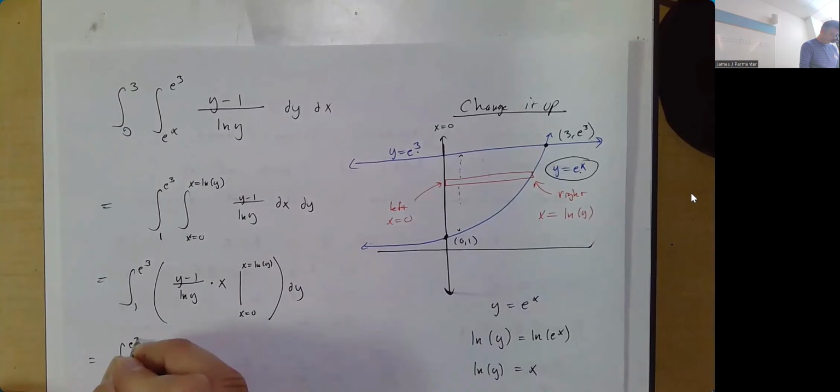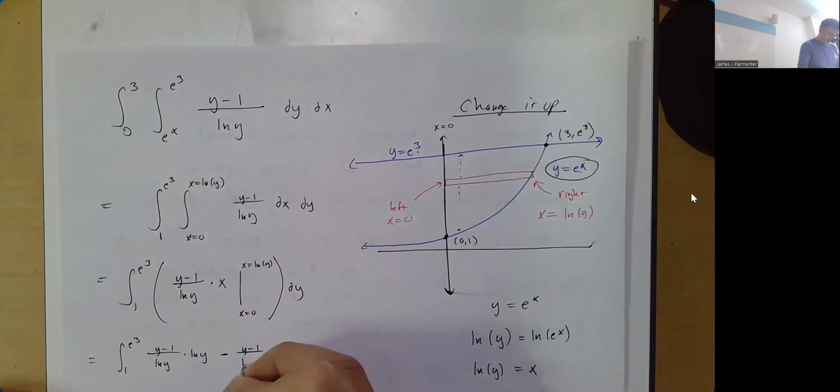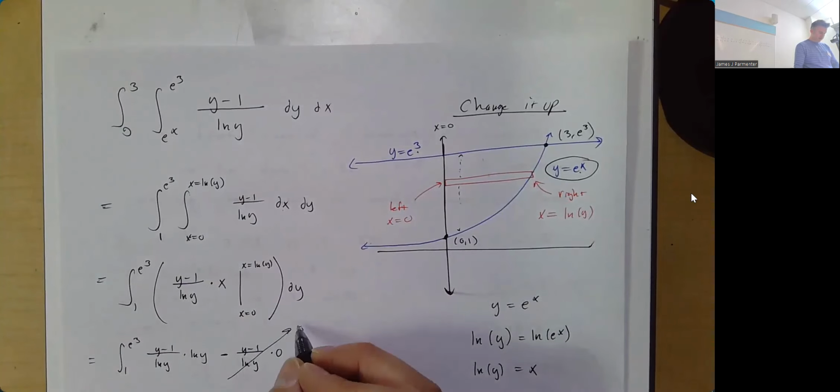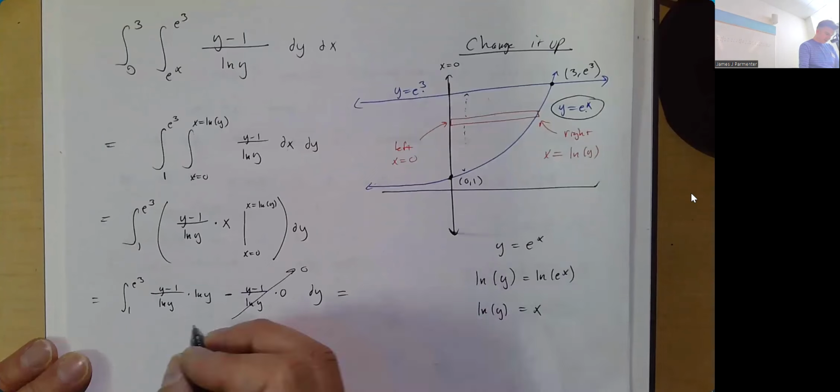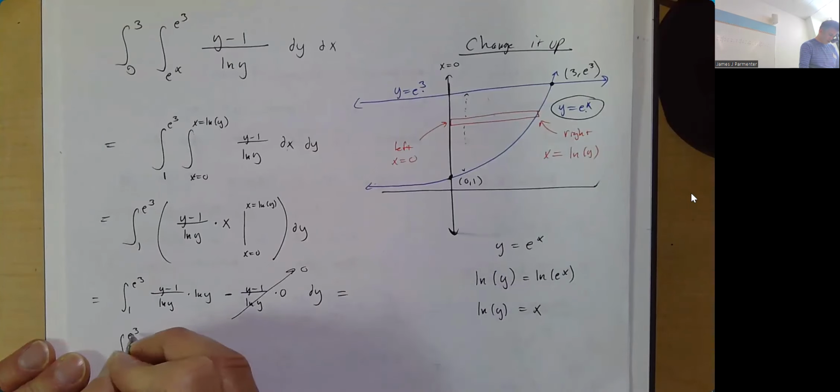Plugging in, you get (y minus 1) over natural log of y times natural log of y minus, it feels kind of silly to write this all out, but that's what we get. That's just going to be 0 because anything times 0 is 0, and that's just going to be y minus 1. So we really just get the integral from 1 to e cubed of y minus 1.